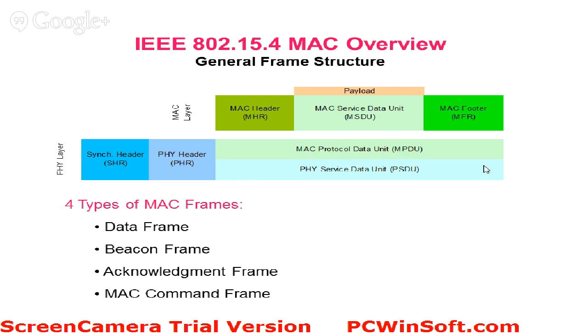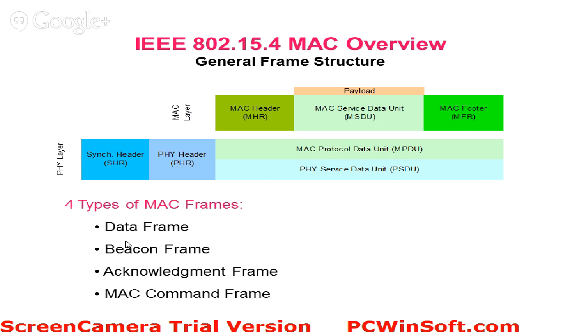So this is basically the MAC payload, which has a MAC service data unit received from the network layer, and then it appends a header and footer, and this entire thing becomes the MAC protocol data unit. The MAC frames can be of 4 types.